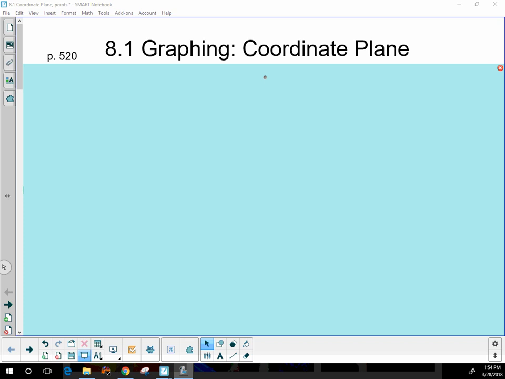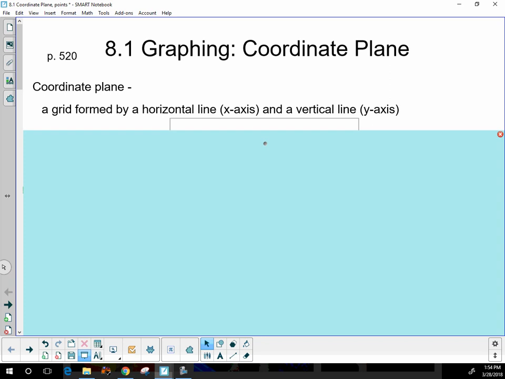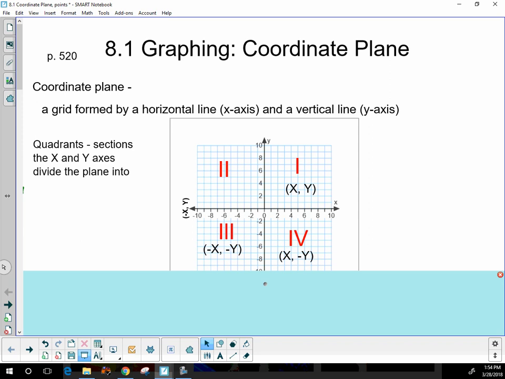In today's lesson, we're going to be learning just some basics about the coordinate plane. That's where we graph. It's the x and y axis, okay? And so it's a grid formed by the horizontal line, which is the x-axis, and the vertical line. And it looks like this. There's a whole lot of information here, though.